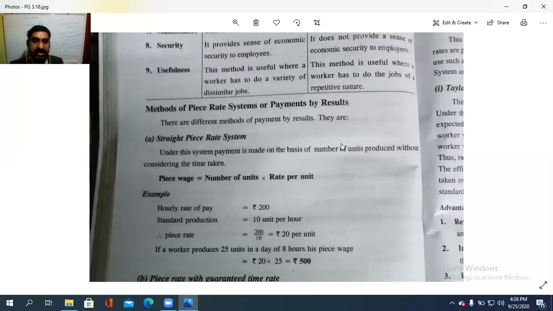Now, the straight piece rate system: from the name itself, what is that? Payment is made for the amount produced at the rate fixed. So how much is produced? Number of units produced multiplied by rate per unit. That is the straight piece rate system. Under this system, the payment is made on the basis of the number of units produced without considering the time taken. Time is not important there.